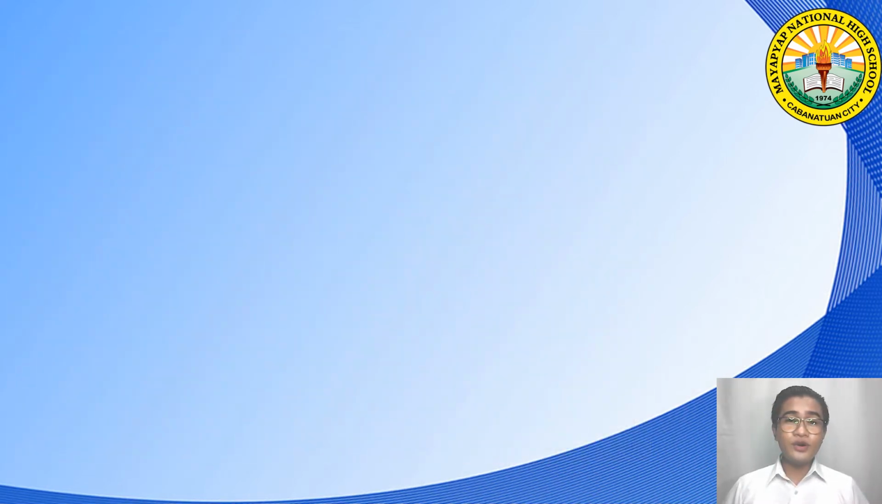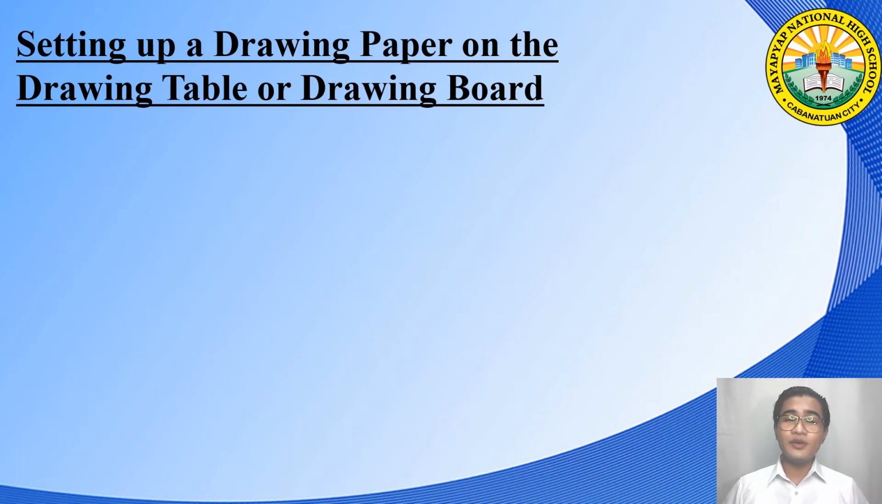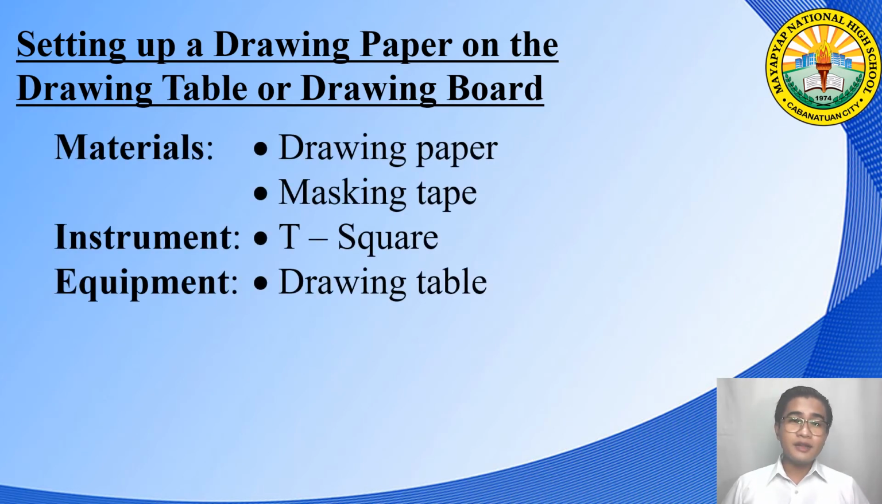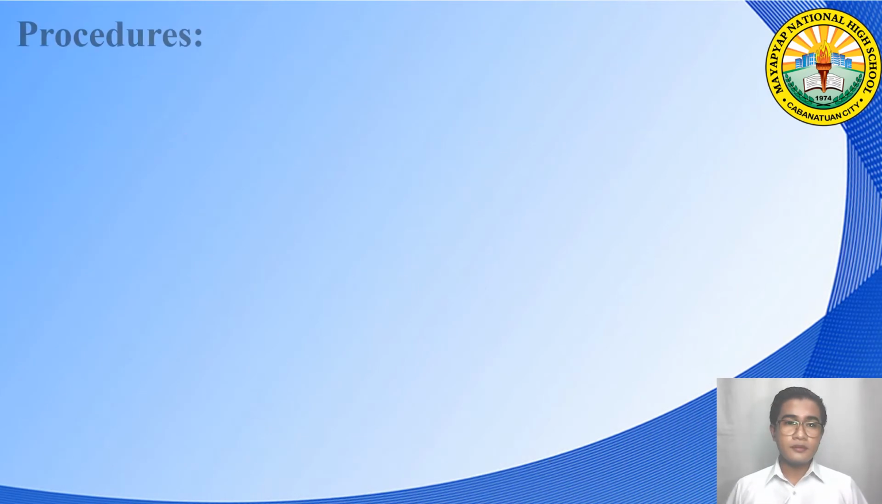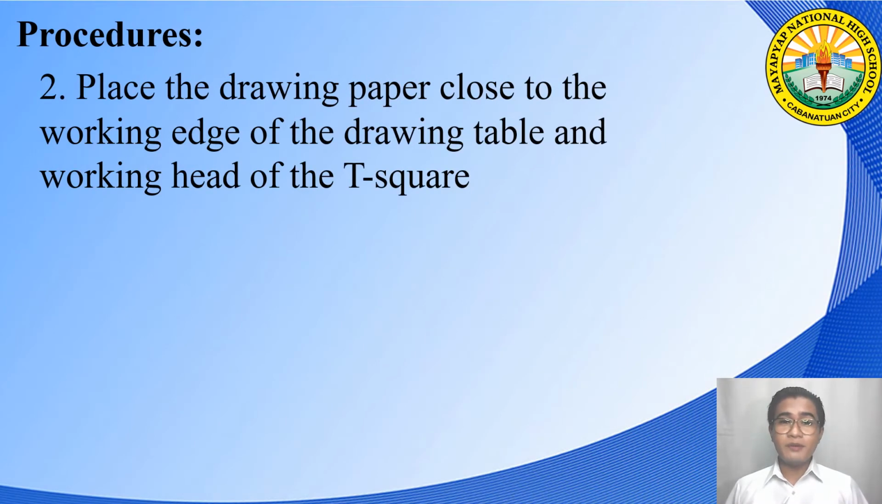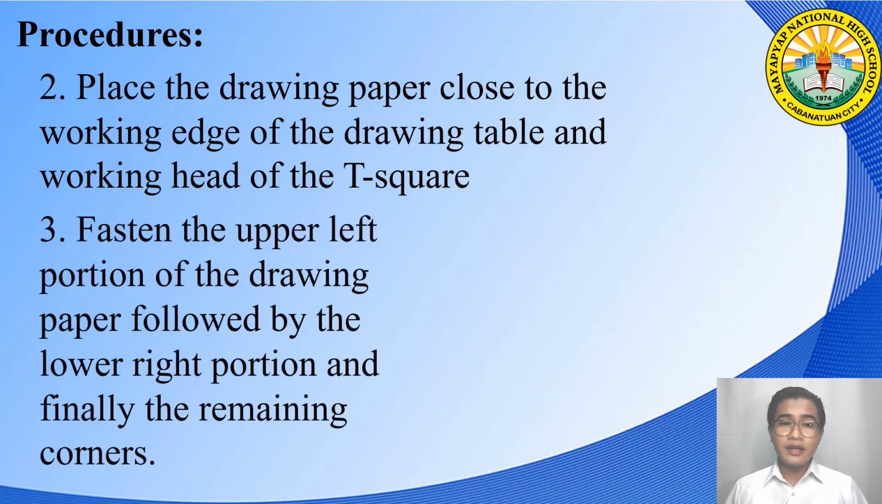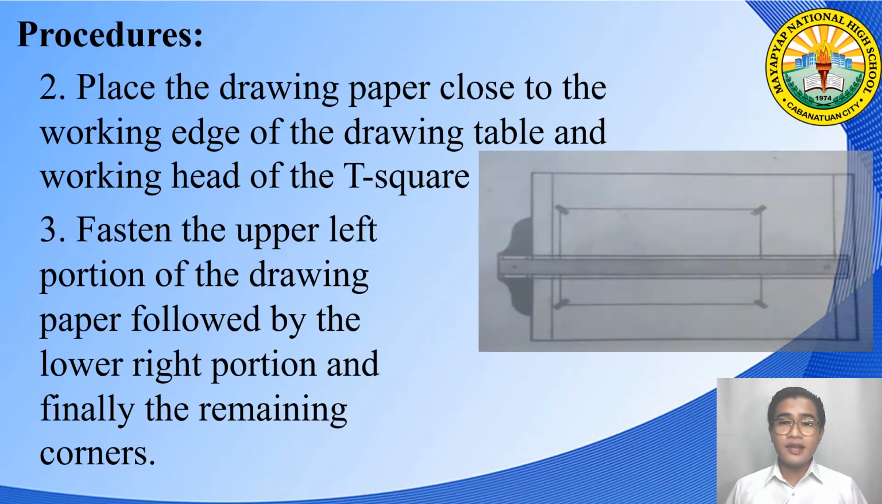Now, we need to know how to set up a drawing paper on the drawing table or drawing board. The materials that we need: drawing paper and masking tape, instrument, T-square, and equipment, drawing table. Our procedure: number 1. Press firmly the T-square against the working edge of the drawing table. Number 2. Place the drawing paper close to the working edge of the drawing table and the working head of the T-square. And number 3. Fasten the upper left portion of the drawing paper, followed by the lower right portion, and finally the remaining corners. This is the example.